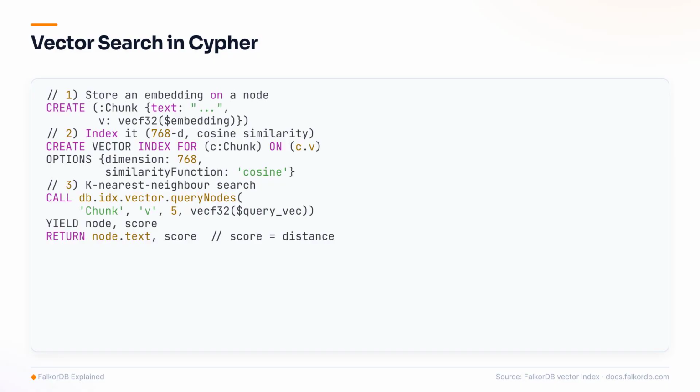And here's the entire vector story in 3 snippets. 1. Store an embedding on any node with the vecf32 function. It's just another property. 2. Create a vector index over that property, declaring the dimension and the similarity function, cosine in our case. 3. Call db.idx.vector.queryNodes with your query vector, and it yields the k nearest nodes with their scores. One subtlety. The score is a distance, so lower means more similar. 3 snippets, and you have a production vector store inside your graph.